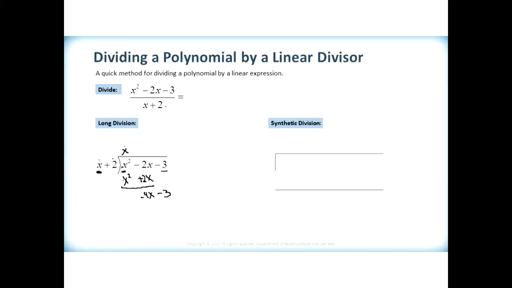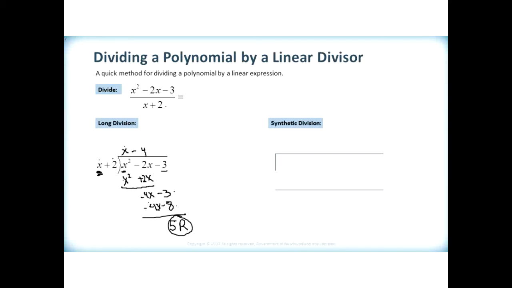And then we're going to ask ourselves another question now. What do I need to multiply x by to give me negative 4x? Well, that's a simple question with a simple answer. How about negative 4? So then we're going to have minus 4x minus 8, and then we subtract: negative 3, subtract negative 8, is negative 3 plus 8, giving us a remainder of 5.